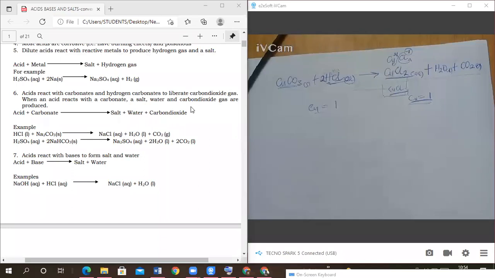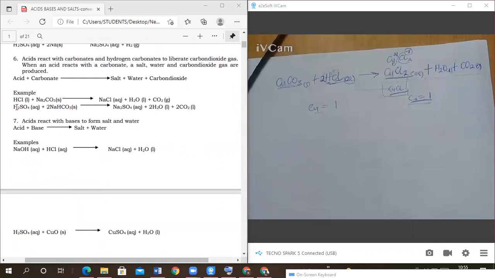Okay? So that is what we have there. So that is our statement here. Acids react with that to produce, if it is a carbonate, the end product is carbon dioxide gas. Okay? So even this sulfuric acid with a hydrogen carbonate, what you get is a salt of sodium sulfate, water, and carbon dioxide. The rest is balancing the equation.